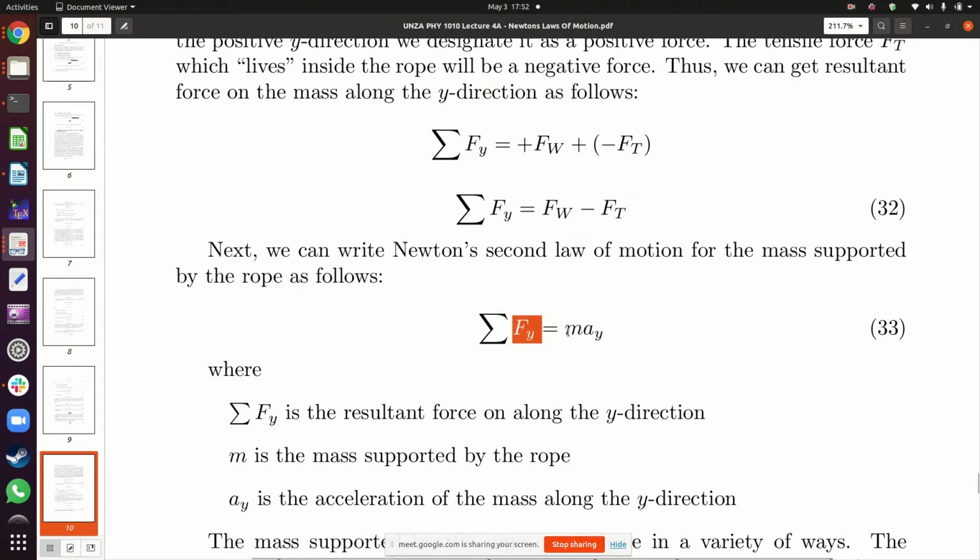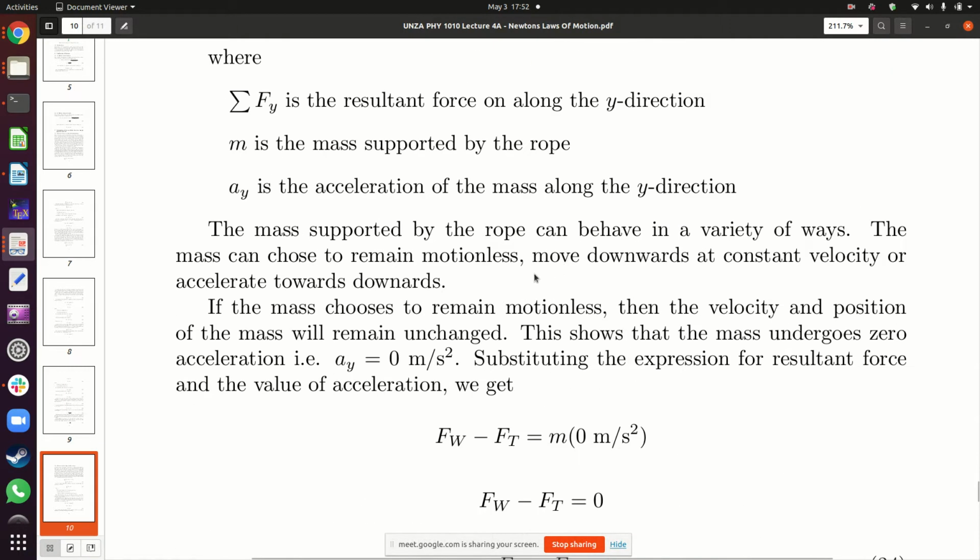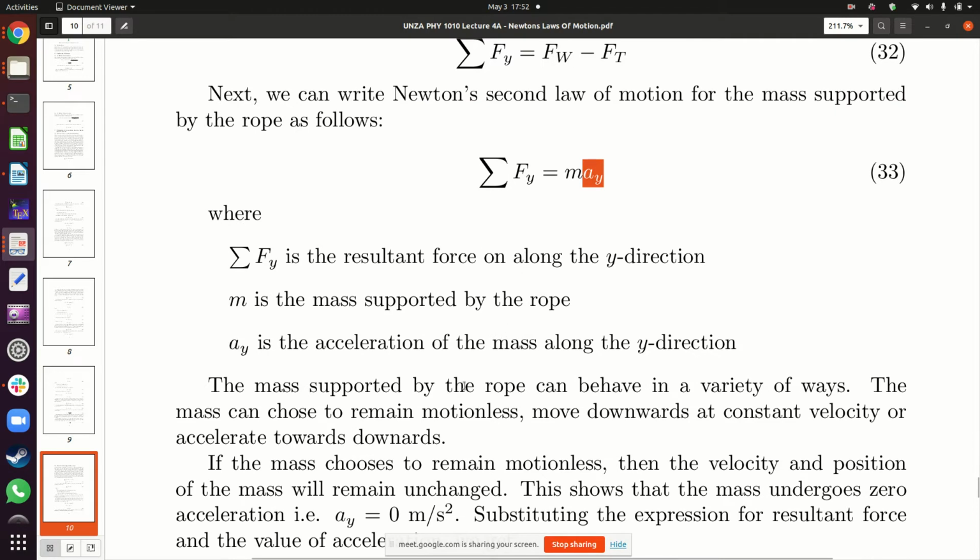Fy is equal to the mass multiplied by the acceleration along the y direction. So this is the resultant force along the y, and we have an expression for that, which is Fw minus Ft, equal to the mass of the object which is hanging from the rope multiplied by the acceleration. So that's what you get. When you do that, there are a couple of things which can happen.